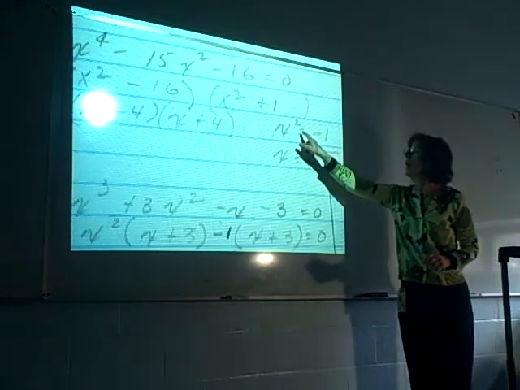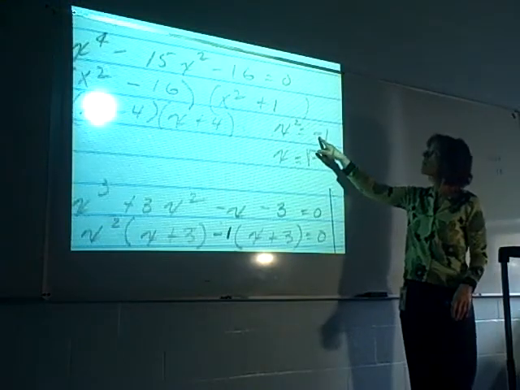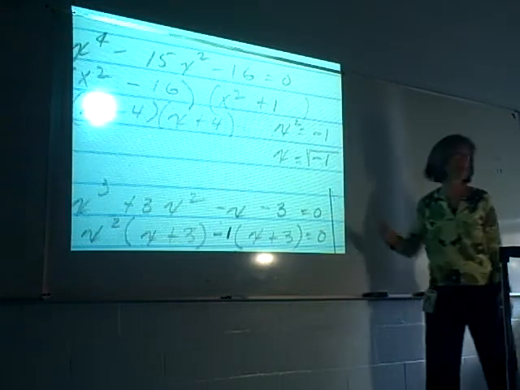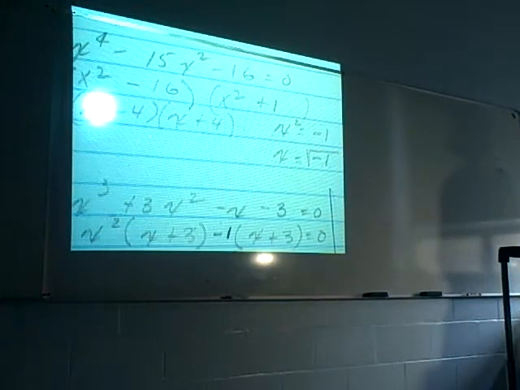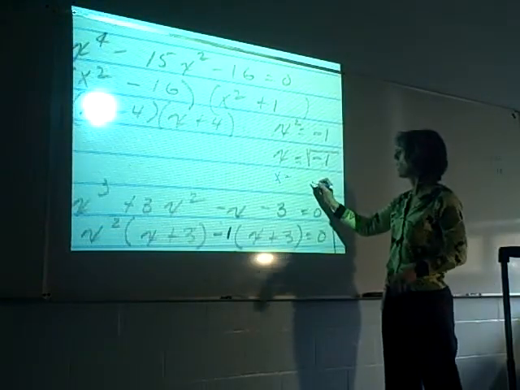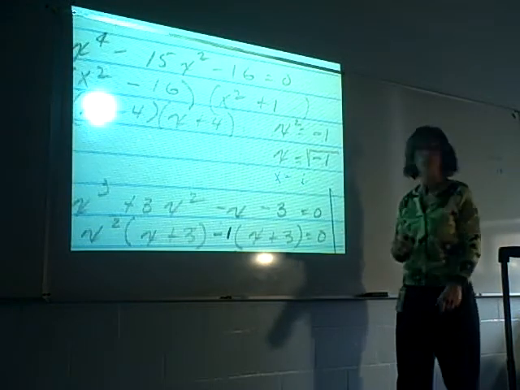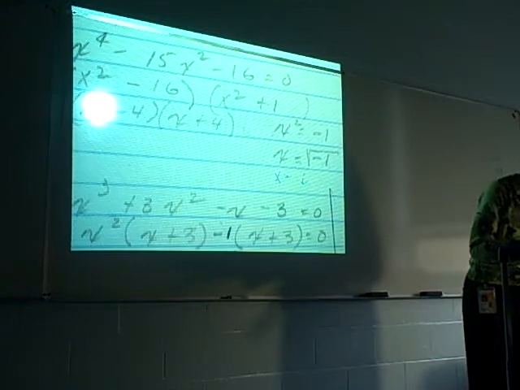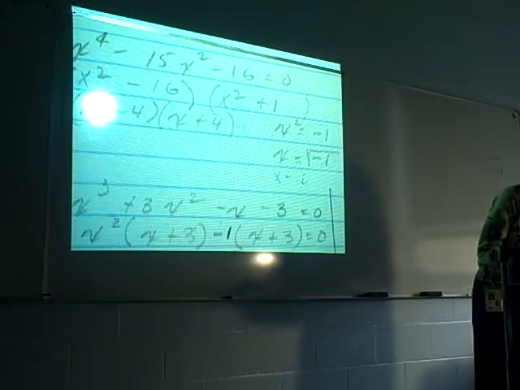X squared, you have to be careful here, because x squared could equal a negative 1. And what do I know that x would be? What kind of a number? An imaginary number, which would be i, right? Okay, so that's what those two would be for factoring.